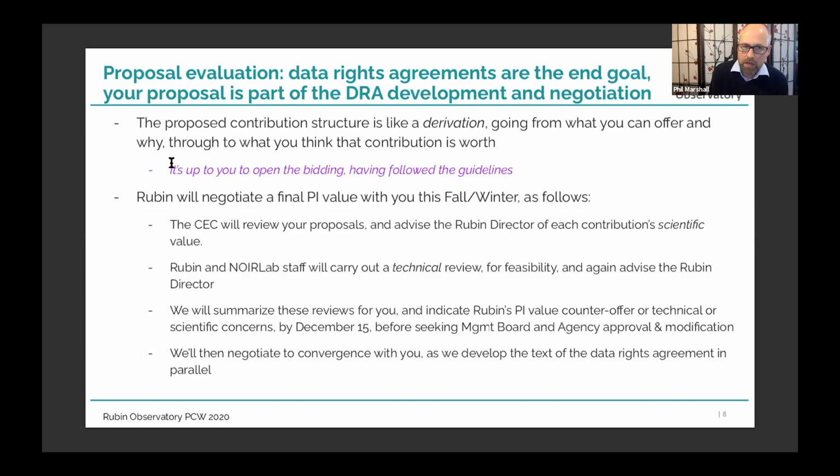Well, Rubin, that is Bob and I, will negotiate a final PI value with you this fall and winter in the following way. So first, the CEC will review your proposals, and they'll advise the Rubin director on each of those contributions in your proposal, each of their scientific value. We'll also ask Rubin and NOIRLab staff to carry out a technical review for feasibility. That's more important for some kinds of contribution than others. But again, they will advise the Rubin director of that. What we'll do for you by December 15th is summarize those reviews for you and indicate to you a counter offer from us in terms of the PI value.